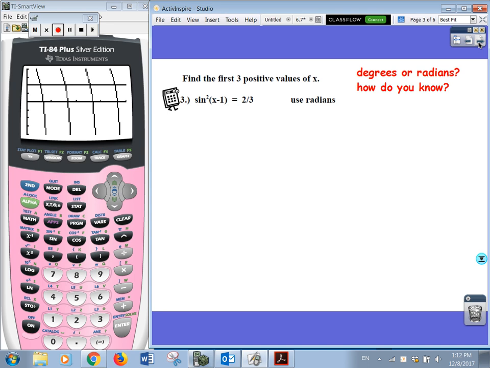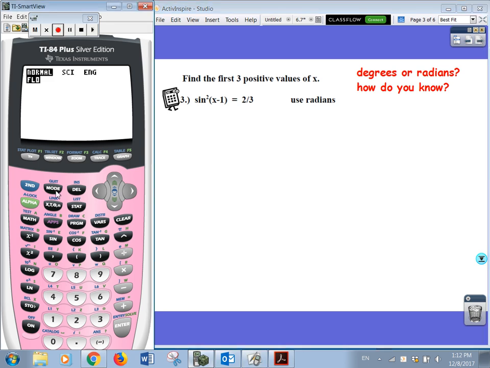Sine squared x minus 1. Now this one's a little different because I don't think we've ever put anything squared in the calculator before. So first thing, mode. We're in the right mode. Second thing, type it in correctly. Third thing, make sure your window is appropriate.